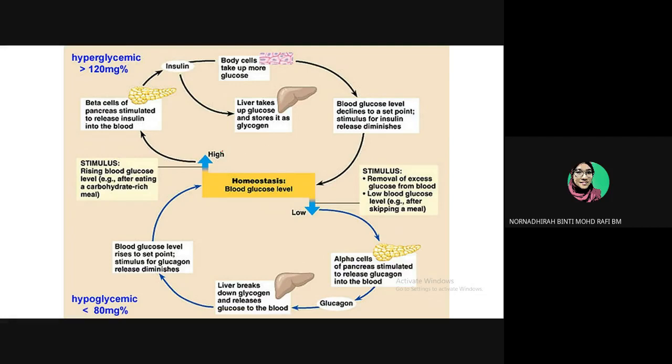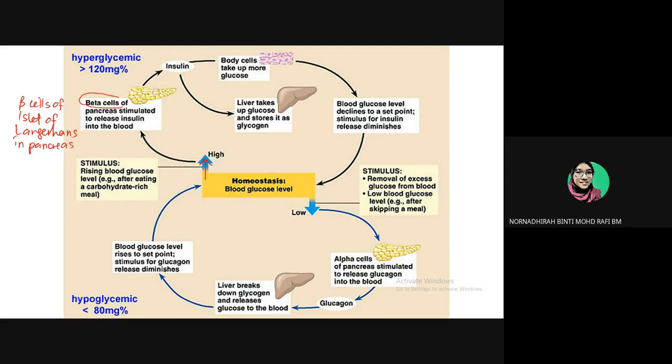Okay, so kita tengok what happen when lepas kita makan. Okay, what will happen after we eat? So our blood glucose level is high, and then the height will be detected by the receptor, in which receptor here is the beta cells. Okay, so beta cells of islet of Langerhans in pancreas. Okay, so apa function beta cells of islet of Langerhans?